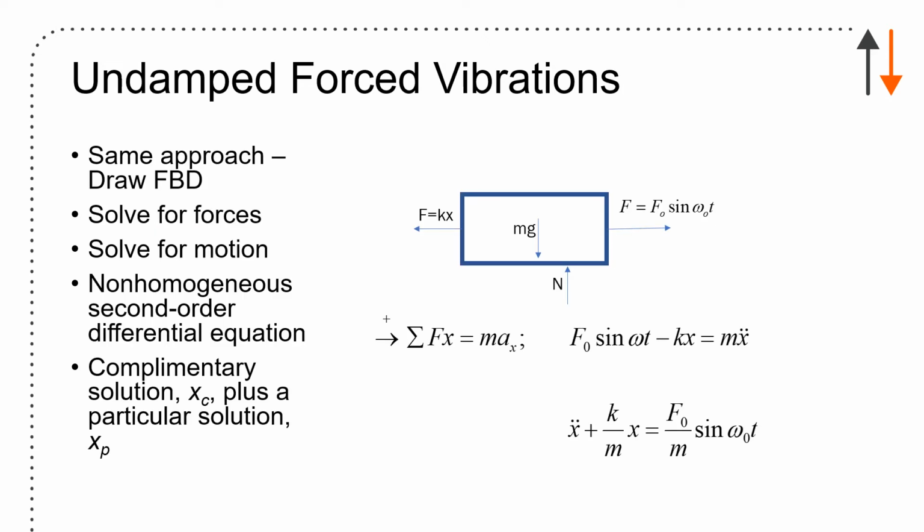So in undamped forced vibration, we do the same thing. We draw the free body diagram, solve for the forces, and solve for the motion. We get a non-homogeneous second order differential equation. The difference is that we're going to have a complementary solution and a particular solution. The complementary solution is the solution for the case where this term goes to 0.